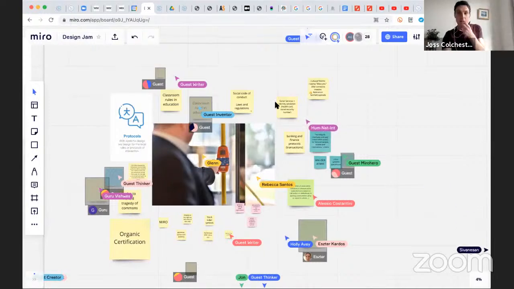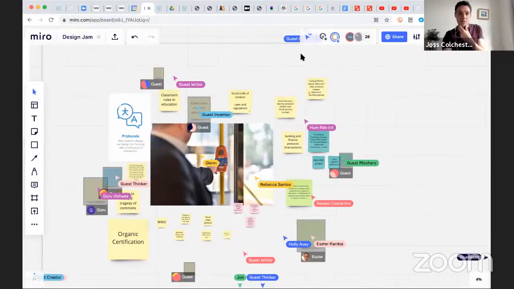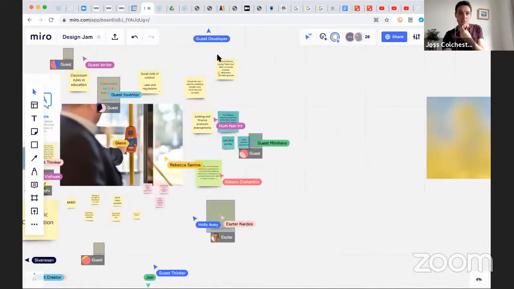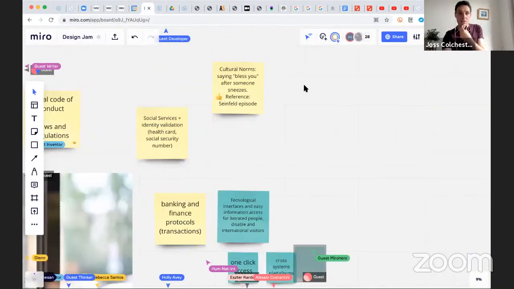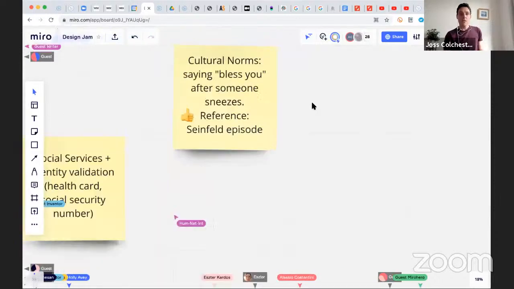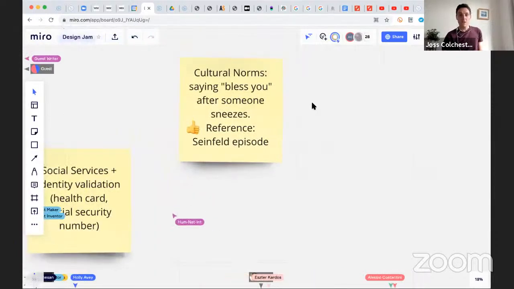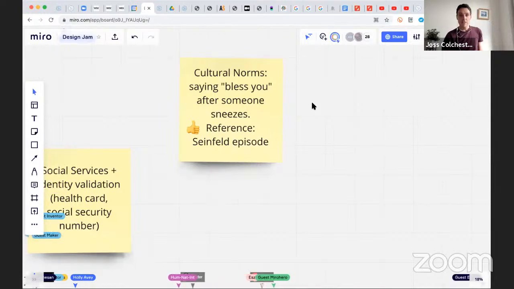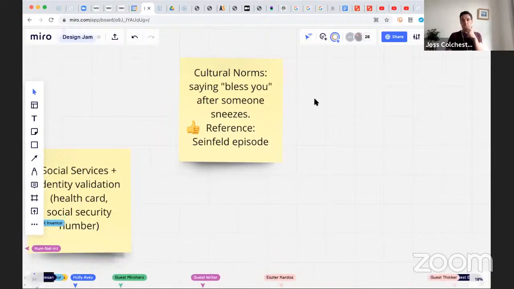Okay, I'm going to jump in and take a look at some of these, see what you've posted up here. Cultural norms, saying bless you after someone sneezes. Reference, Seinfeld episode. Anybody want to elaborate on this?